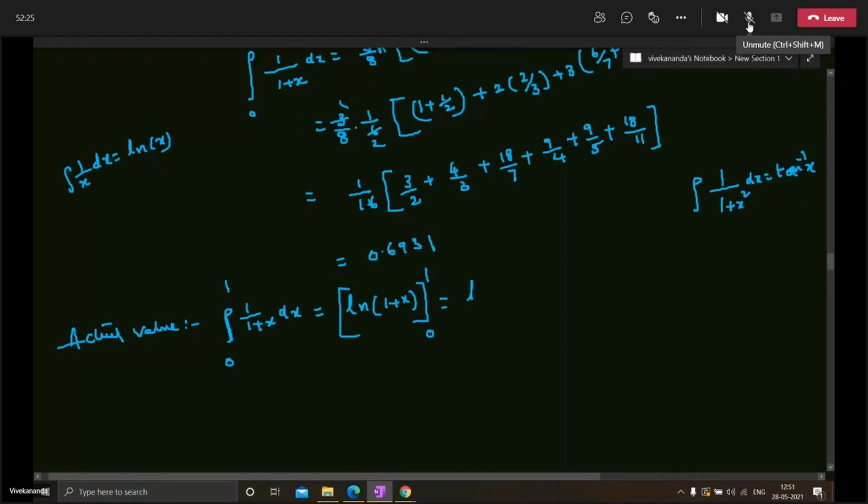Then, if I apply the upper limit 1 plus 1 minus the lower limit 1 plus 0, which is equal to ln of 2 minus ln of 1, which is equal to ln of 2, since ln of 1 is 0.